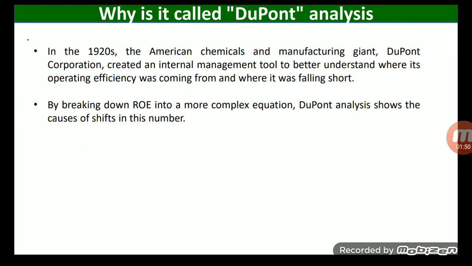We have discussed in the previous lecture how it originated. In the 1920s, the American chemical and manufacturing giant DuPont Corporation created an internal management tool to better understand where its operating efficiency was coming from and where it was falling short. By breaking down return on equity into a more complex equation, DuPont analysis shows the causes of shifts in this number.